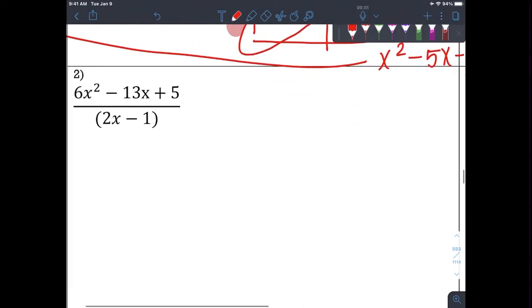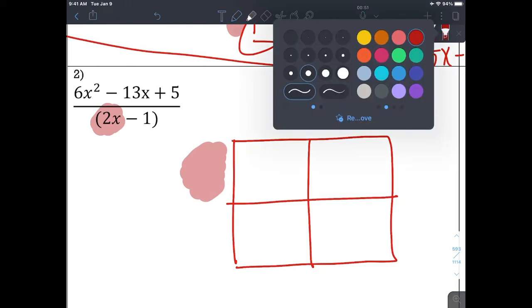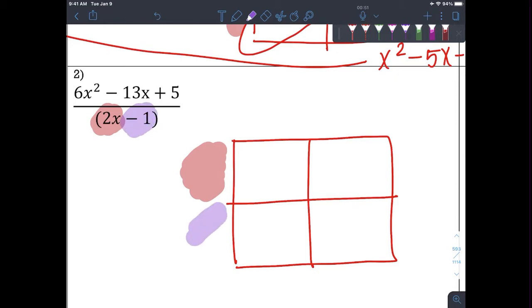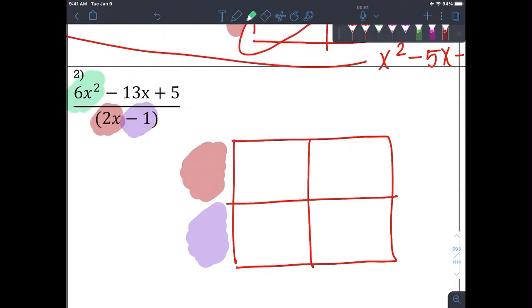Here I have 6x squared minus 13x plus 5, all divided by 2x minus 1. I'm going to make up my box and cut it into 4 because I see this is a quadratic. I'm going to put the first part of my denominator down there, as well as the second part of it. And of course, I'm going to place the very first term inside of the very first box. We always have to have those three pieces of information in order to start guessing.